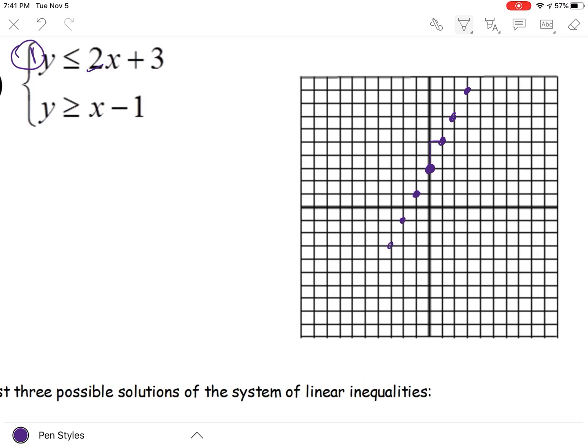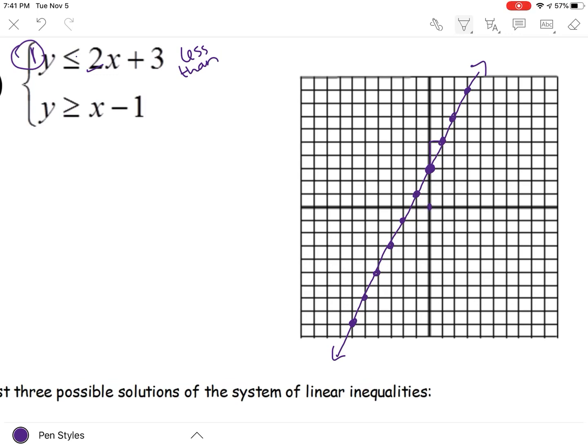And then we have to fill in our whole line because it has to be very accurate when we're shading to find our solutions. So now we have our points. Since it's equal to, that tells us it's going to be a solid line. The last thing we have to ask ourselves is, do we shade above or below? Well, this is a less than sign.